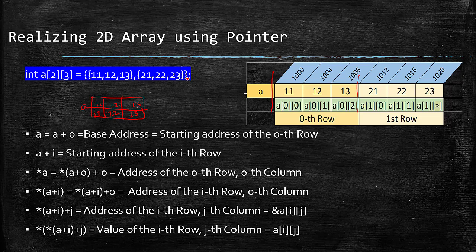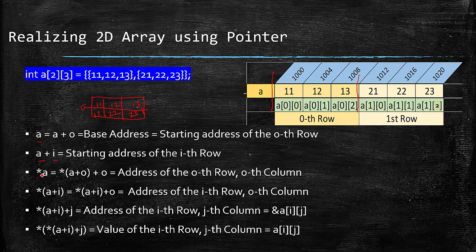So when we add an integer value to the array name, we are actually adding rows. If I perform A plus I, then I am actually adding I rows to the base address. So the array name in a two-dimensional array gives me the starting address of the zeroth row, and A plus I gives me the starting address of the ith row.